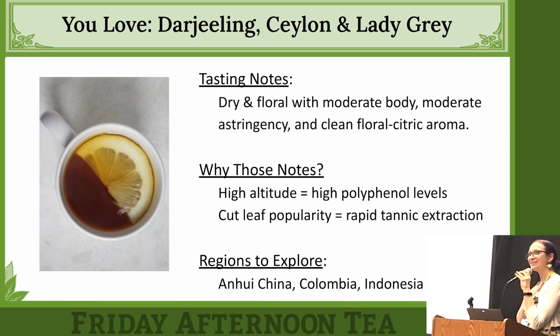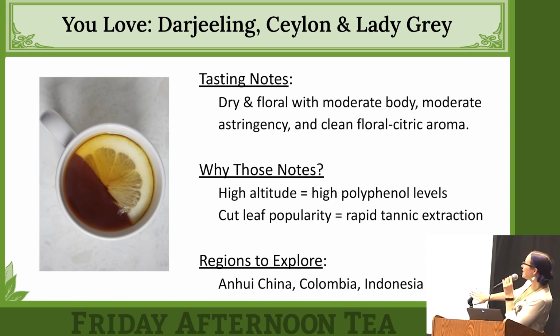So why do they have those notes? Because now we have a little bit of the education, right? We can start putting it together here. We know that if they're high altitude, we're going to have that smaller leaf style because there's not as much oxygen. And because of that smaller leaf style, there's not as much space for all of those nutrients to spread out, which means that we have a particularly high concentration of polyphenols, which is going to give us that kind of grassy, dry, astringent composition, right?